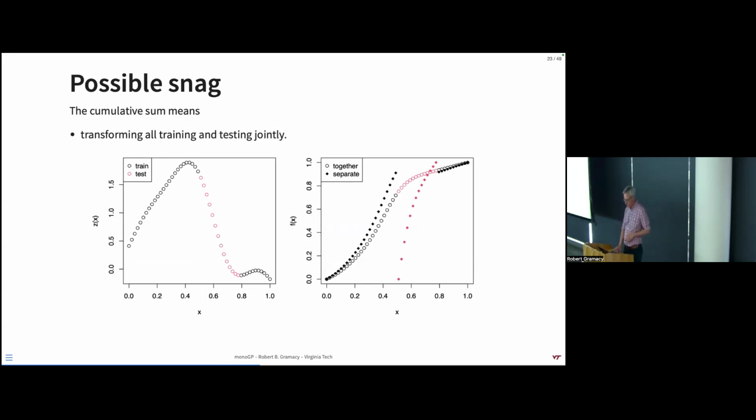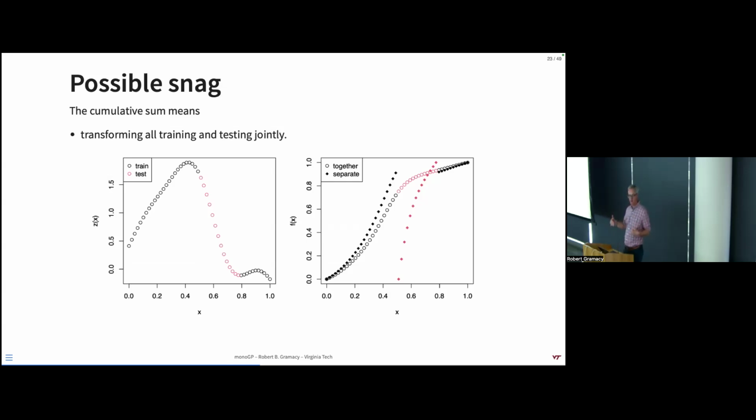So here I'm showing you what it looks like for some testing locations and training locations beforehand. And this is what it looks like after. If you do them jointly, it's nice and smooth, but if you do them separately, it messes it up. So you have to handle your training and testing data at the same time.